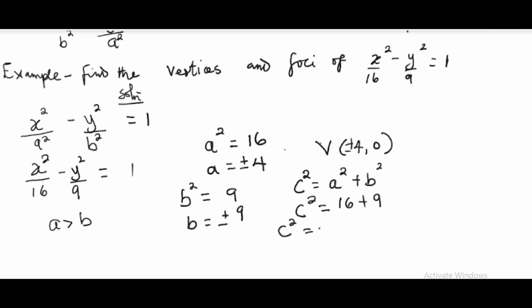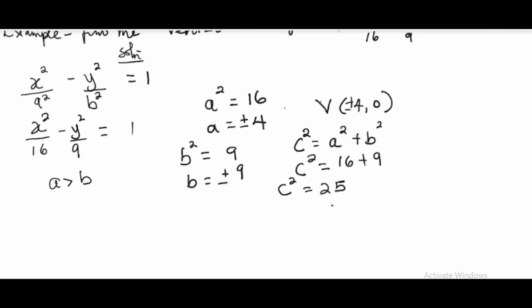You have 25. So taking the square root of both sides, you have your c to be equal to plus or minus 5, 0, since it is on the x-axis. So I want to believe that with this you've understood hyperbola. So now what about tangent?